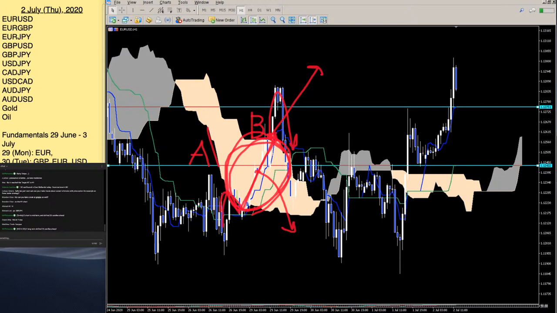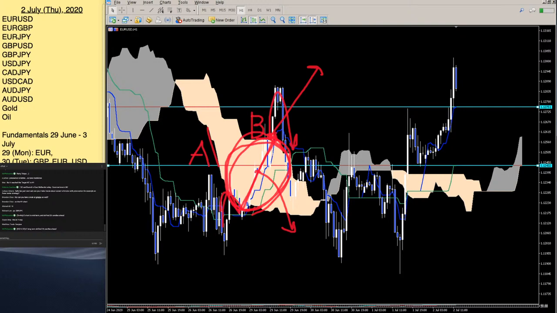Can you make a video about the concept of Ichimoku? Connect Ichimoku with price action, for example, on a Forex Tester strategy. Sure, yeah, I can talk about price action along with Ichimoku too. Yeah, GBP-JPY, I think I will take a look at it in the next live because now I don't have enough time, sorry. Yeah, I will take a look at it next time.